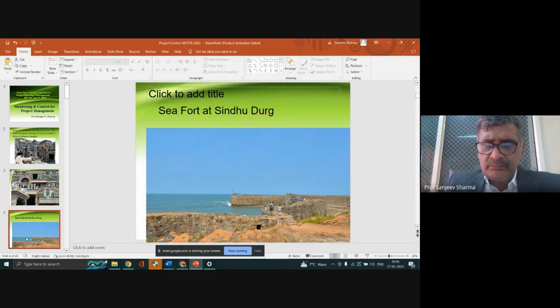Look at this. C14, Sindhudurg. There for almost now 1100 years. You will say, what is so great? It is simply unbelievable. Why? Because at that time, it was literally in the heart of the sea.